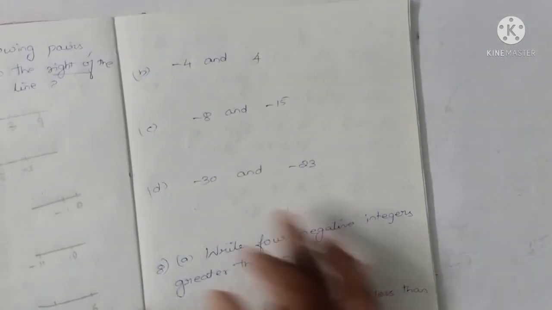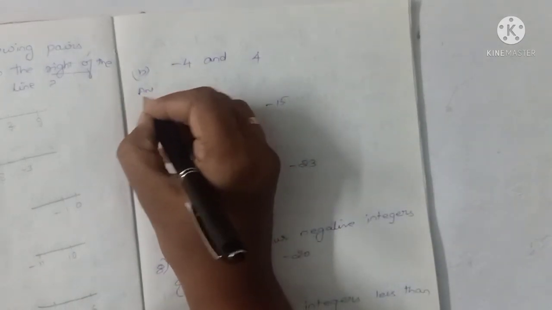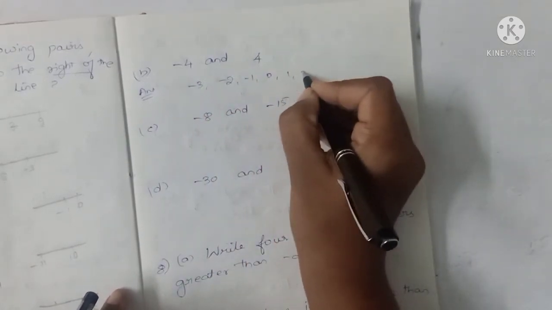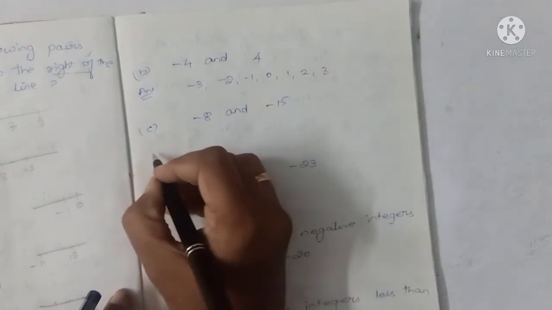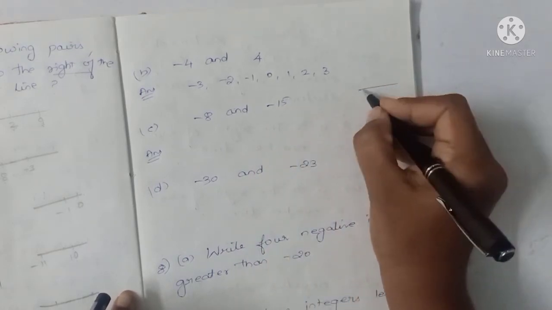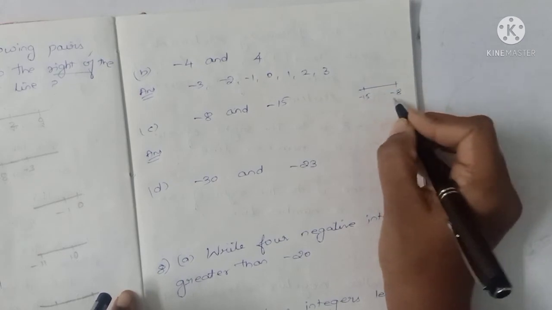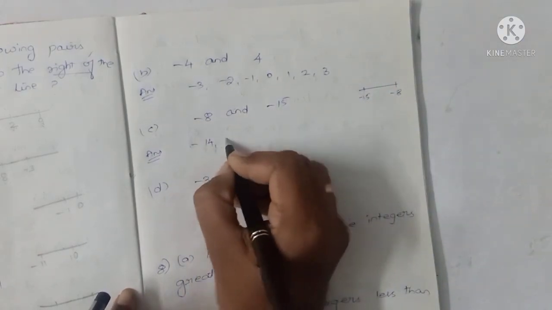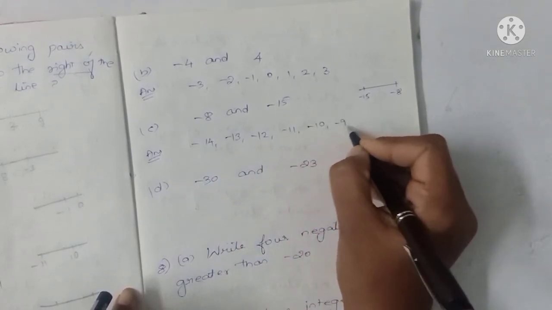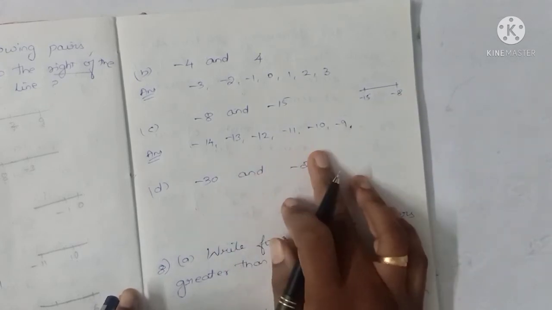Next, subdivision B, minus 4, plus 4. So what are the numbers between minus 4 to plus 4? Minus 3, minus 2, minus 1, 0, 1, 2, 3. Okay. Next, subdivision C, minus 8 and minus 15. When you draw a number line, minus 15 will be here, minus 8 will be here. So the numbers in between are minus 14, minus 13, minus 12, minus 11, minus 10, minus 9. Minus 8 we should not include. So this is the answer for subdivision C.